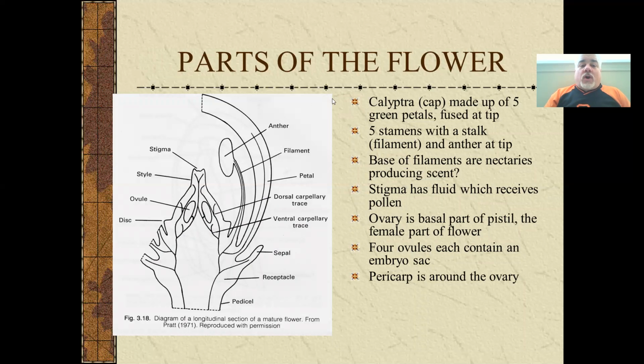The calyptra, or cap as it's called in the industry, is fused petals, and they're fused at the tip. They typically are greenish in color, or a very pale green where you might at a distance think it's white. There are 5 stamen with a stalk. At the base of each filament are special nectaries that produce a scent that can attract insects.